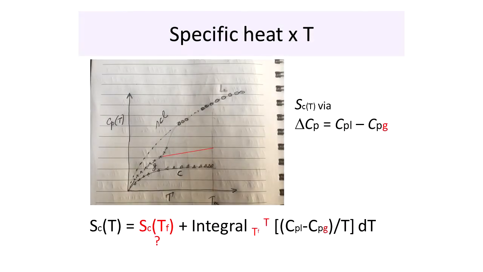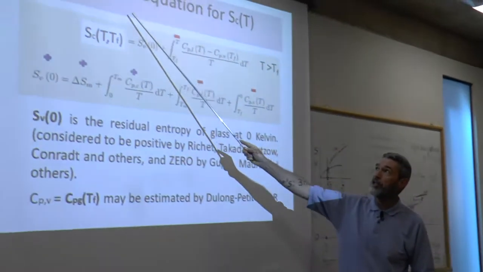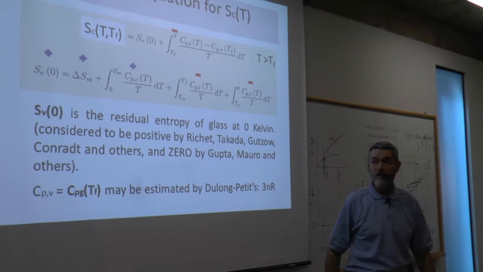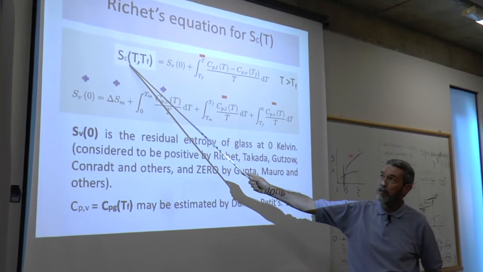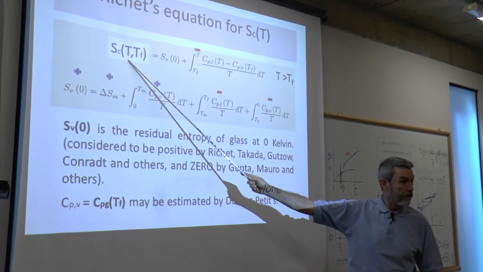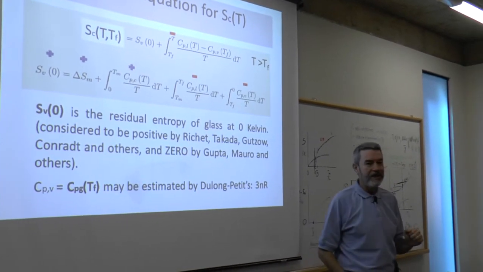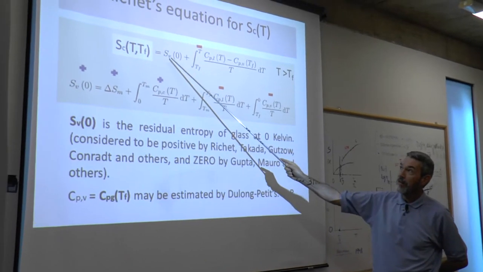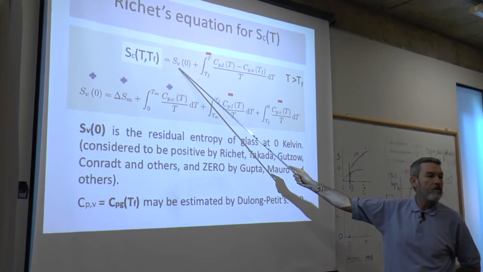So an alternative form that I sent to you two days ago is this expression here. This expression was proposed by Pascal Richet, who is an expert in this field. The configurational entropy depends on the actual temperature and on the fictive temperature. So it depends on the thermal history of the glass. The V means vitreous, or glassy.